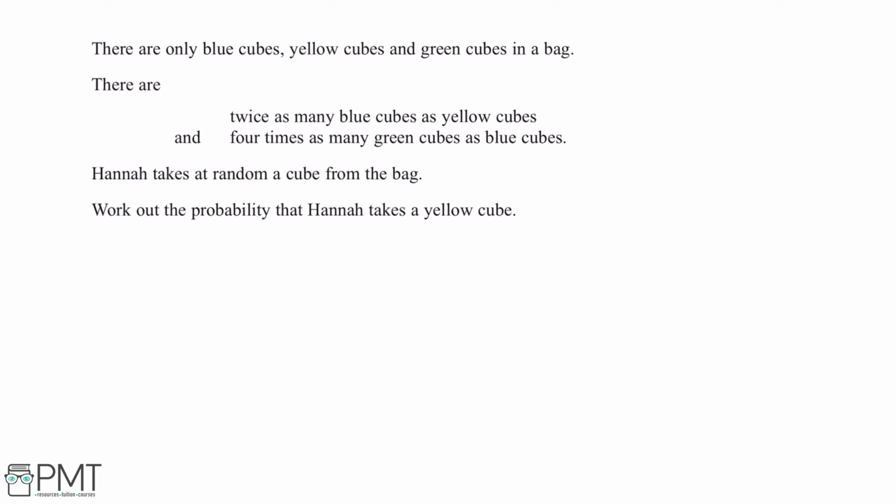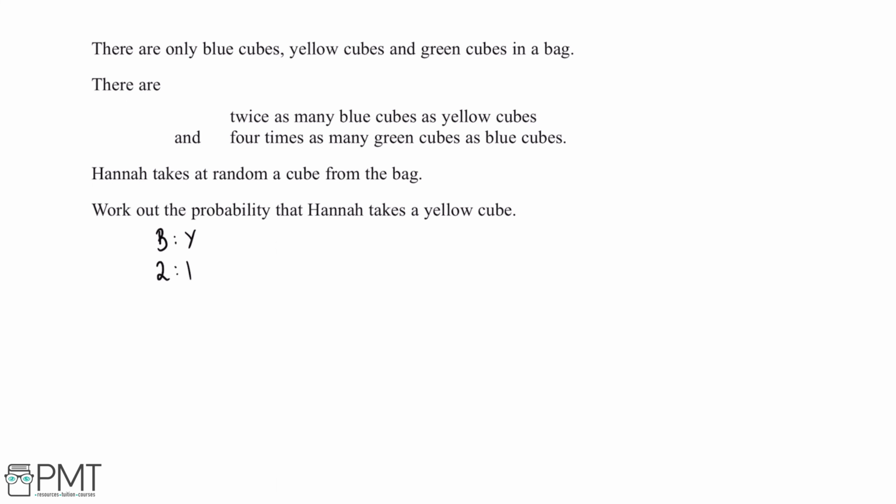So there's a few different ways we can do this question, but one of the ways is by forming a ratio from this piece of information. So the first thing the question's told us is there are twice as many blue cubes as yellow cubes. Now if we were to put this into a ratio, what this means is the ratio of blue cubes to yellow cubes will be 2 to 1. Now what this means is for every yellow cube, there will be 2 blue cubes, meaning there are twice as many blue cubes as yellow cubes.